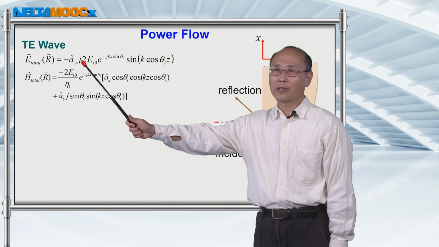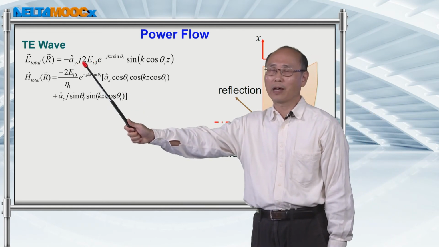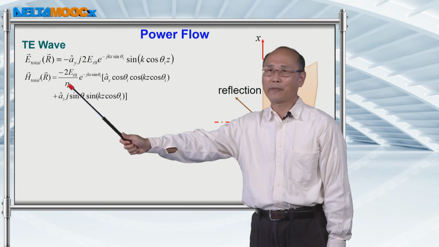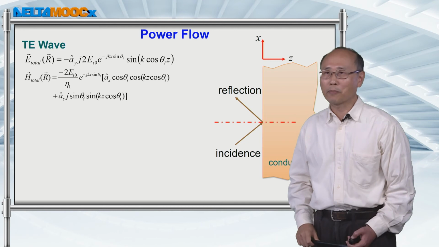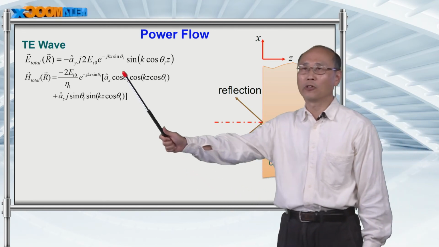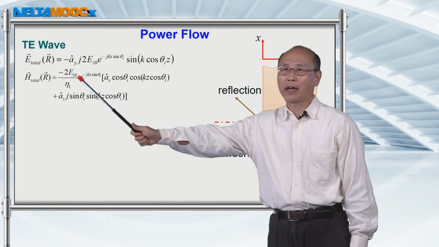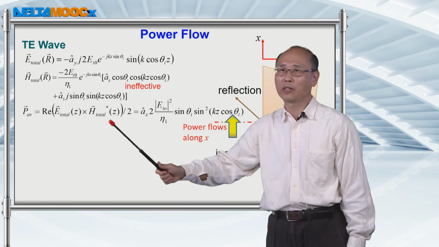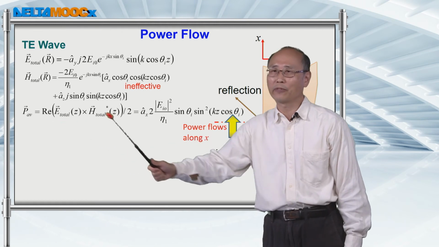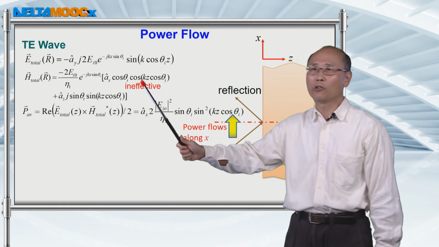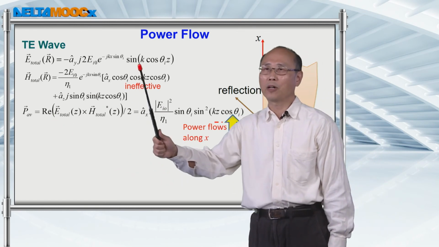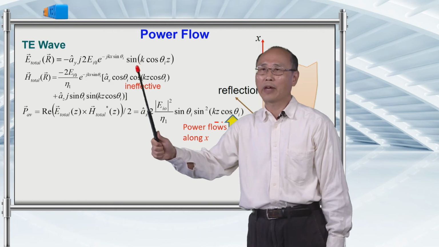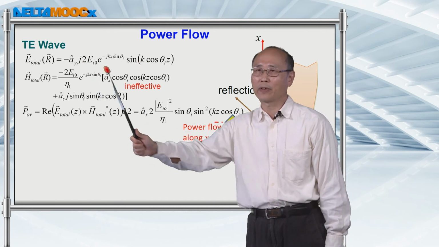Now, for the TE wave, you have the y component for the electric field, and you have two components for the magnetic field, one along the x direction and one along the z direction. If you want to calculate the power, the Poynting vector, the average power flow, you multiply this together and take the complex conjugate for the magnetic field and take the real part of it divided by 2. It turns out that you only have one component because when you take the real part of it, this term multiplying with this part will not give you any real number because you see a j in front of it.